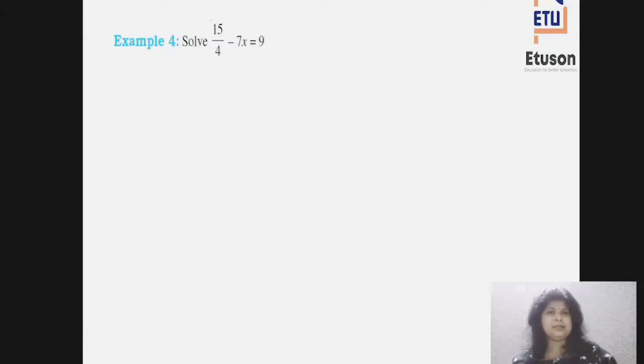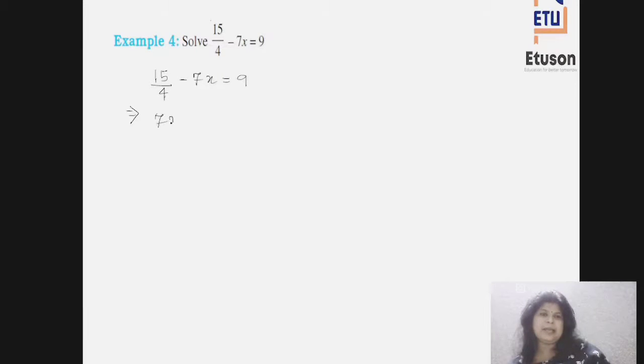Now let us take one more example. So solve 15 by 4 minus 7x is equal to 9. So what we will do is we will take the variable to one side and the constant to the other side. So first let me write the equation as it is, that is 15 by 4 minus 7x is equal to 9. It implies 7x is equal to 15 by 4 minus 9. Correct children? I'll write in that manner, right?